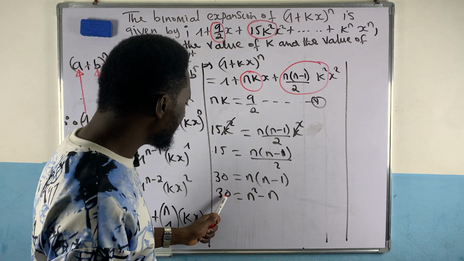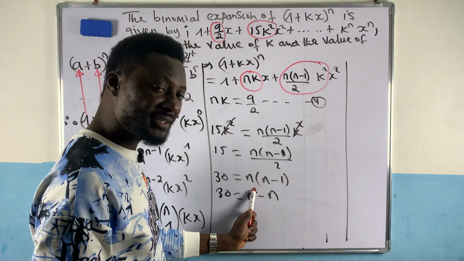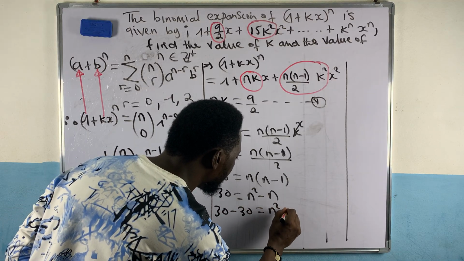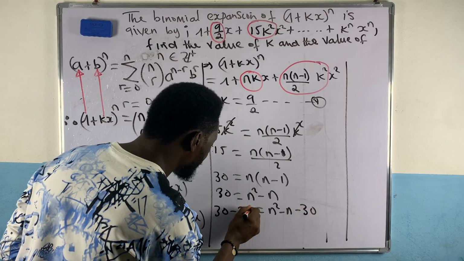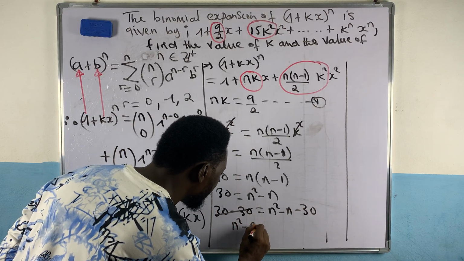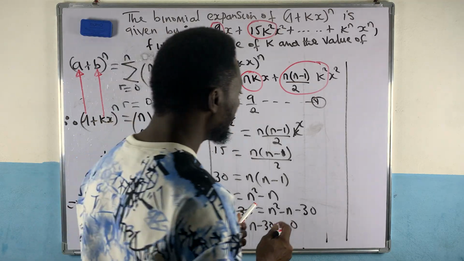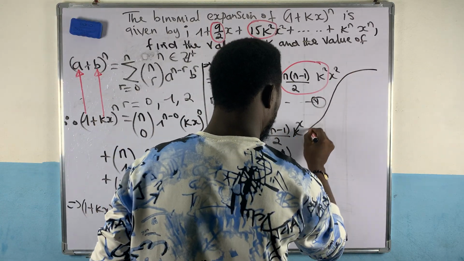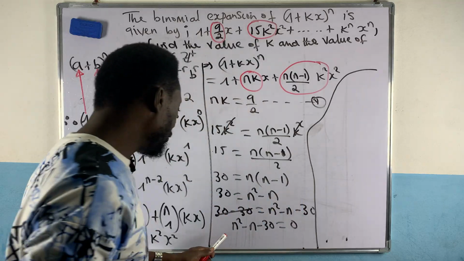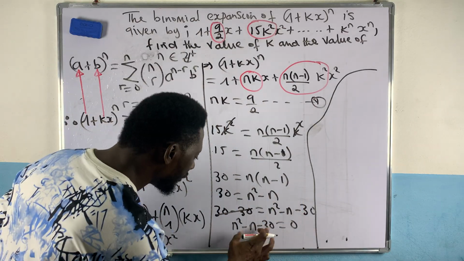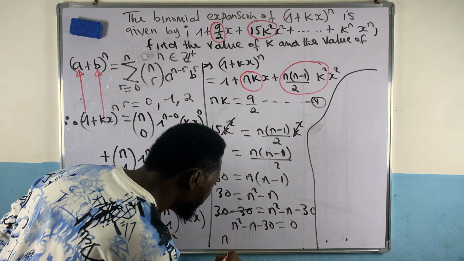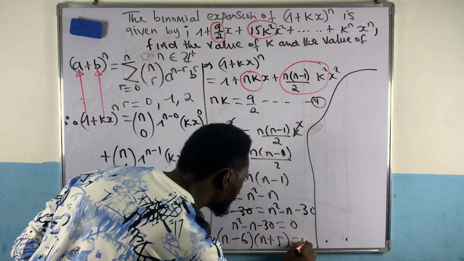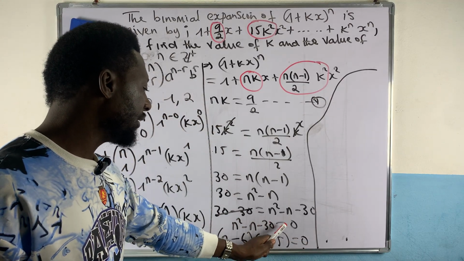I will subtract 30 on both sides because I'm already seeing a quadratic equation forming. So n squared minus n minus 30 equal to 0. You see that these cancel. When you look at it very well, to factorize this quadratic, I will have n minus 6 into n plus 5 equal to 0. That's the factorization of n squared minus n minus 30 equal to 0.